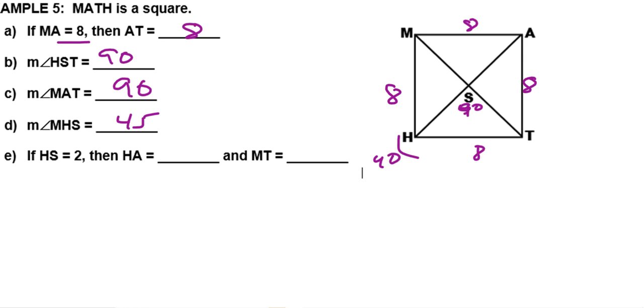And this is an independent problem because we can't have HS being 2 and MH being 8. So if HS is 2, this would also be 2, this would also be 2, and this would also be 2. So HA is going to be 4, and MT is going to be 4. Okay, so that's pretty much it. Squares are pretty basic, nothing too exciting. Just keep in mind your properties.